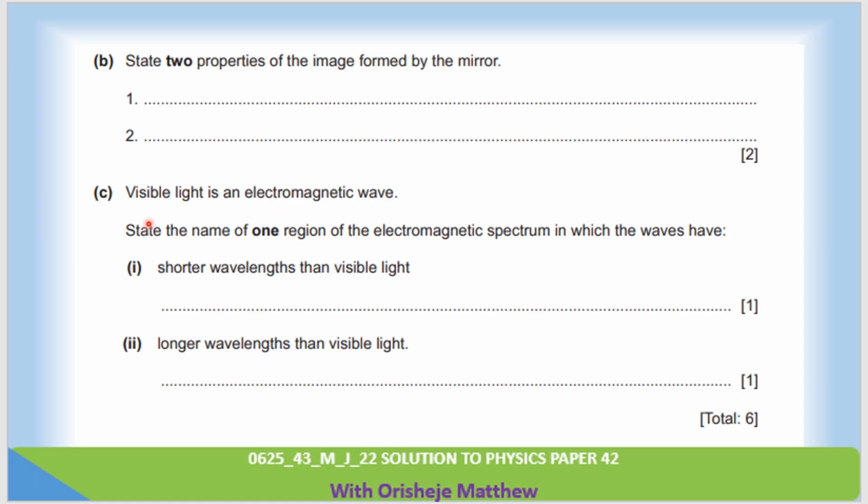So if you look at that, visible light is an electromagnetic wave. State the name of two regions of the electromagnetic spectrum in which the wavelength is shorter than visible light, and then longer than visible light. Okay, so let's go to the next page so that we can have enough space to answer this question. There's something I need to explain before we answer it. So let's go.